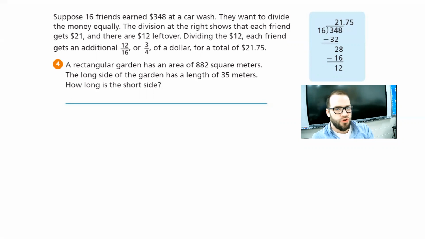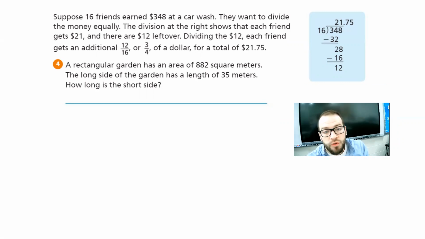Suppose 16 friends earned $348 at a car wash. They wanted to divide that money equally. They're like, there are the 16 of us. Let's see how many 16s are in that 348. The division at the right shows they already did that for us. Each friend gets $21, and there's $12 left over. You divide that between 16 people. Each person gets 12/16, or 3/4 of a dollar. 3/4 of a dollar is 75 cents.